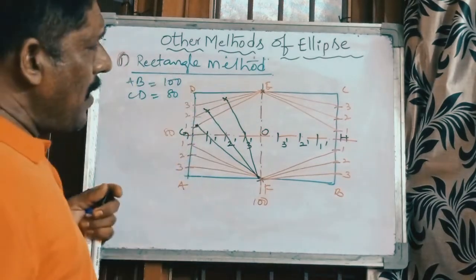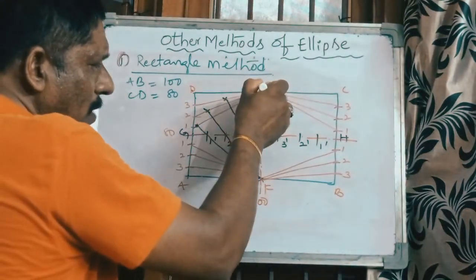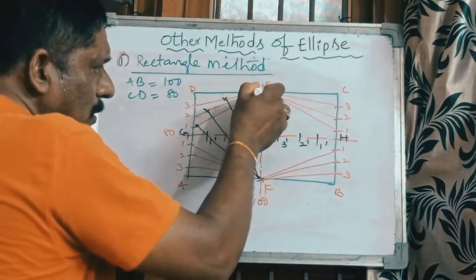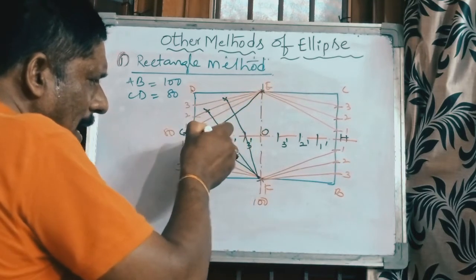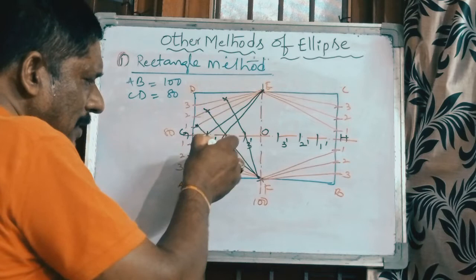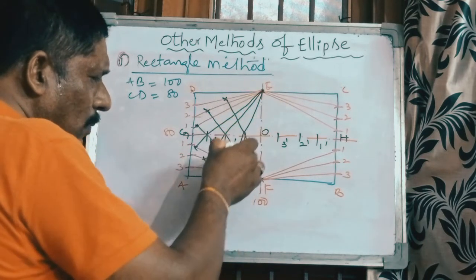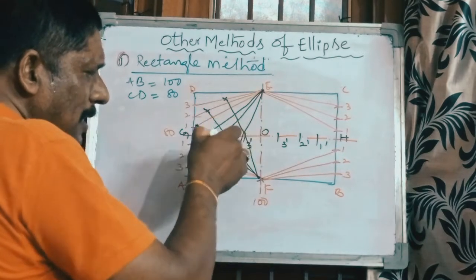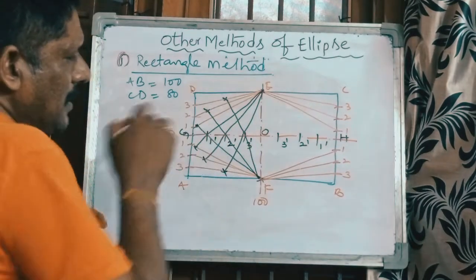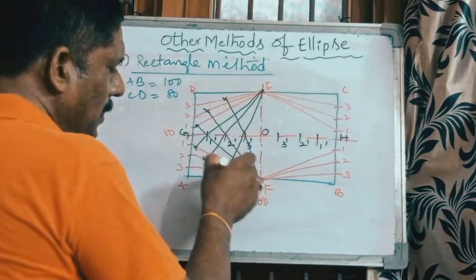In the same manner, on the opposite side from the top to bottom. How? From E through 1 dash, E to 1 dash and extend up to 1. E to 2 dash and extend up to 2. E to 3 dash and extend up to 3. So all the points are passing through similar points and extend up to the similar points. So you will get all these P1, P2, P3 points.